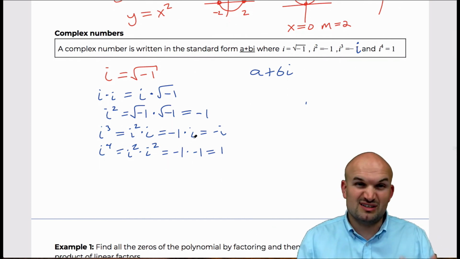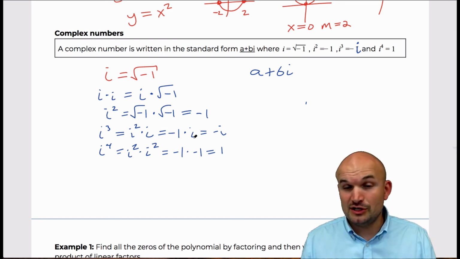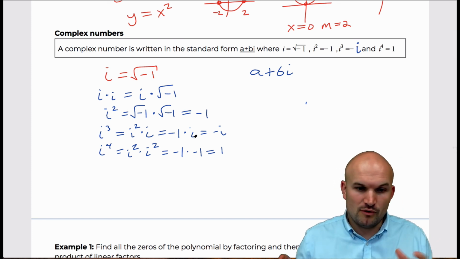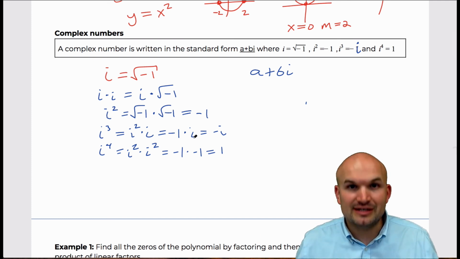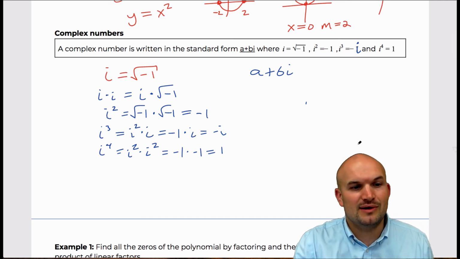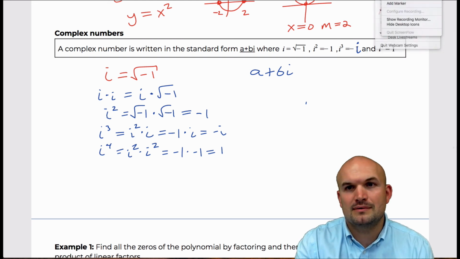Now, with complex numbers and the fundamental theorem, what we're going to do is the exact same thing we've done before for our real rational and real irrational zeros, and we're just going to practice factoring to find the zeros. So let's go ahead and get right into that.